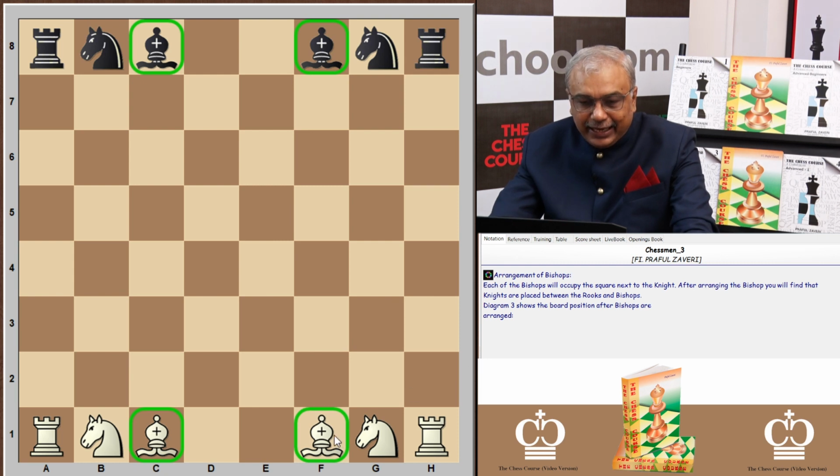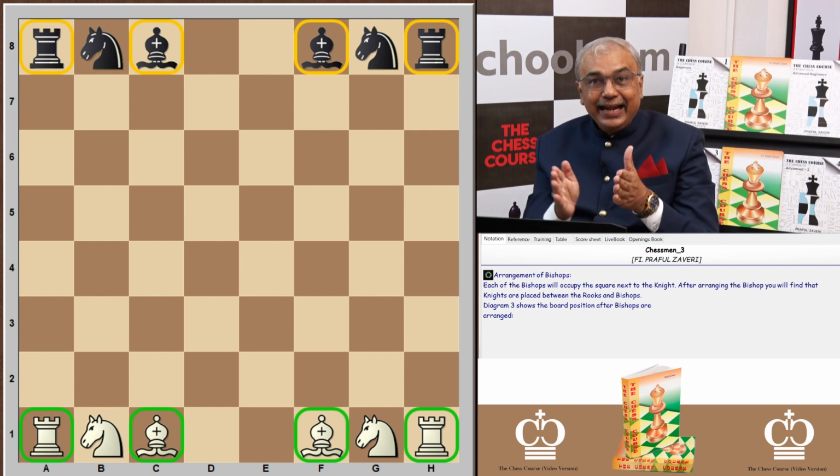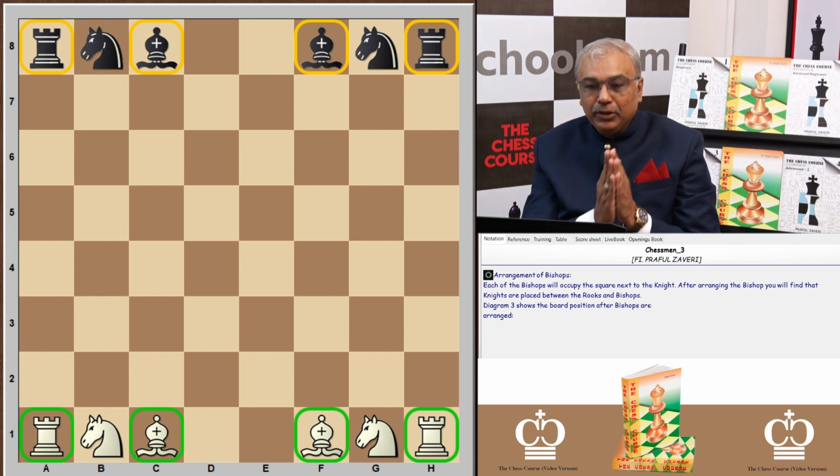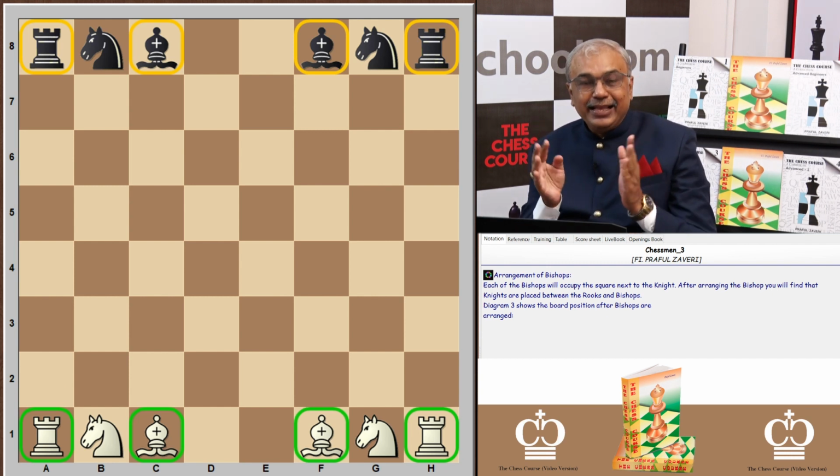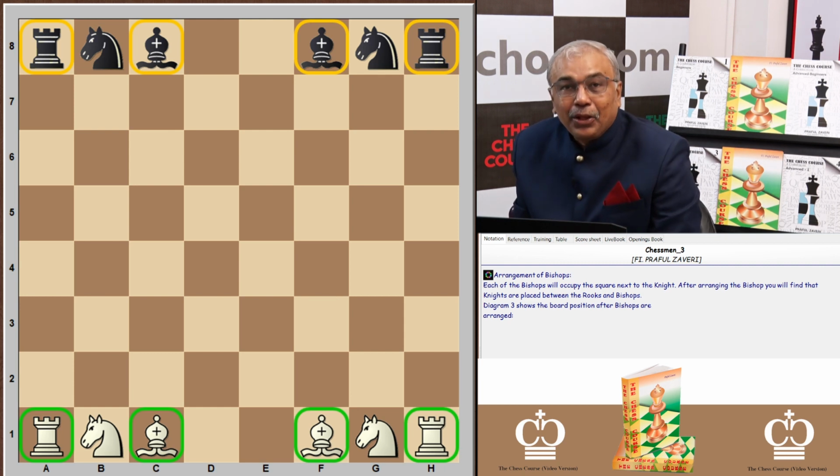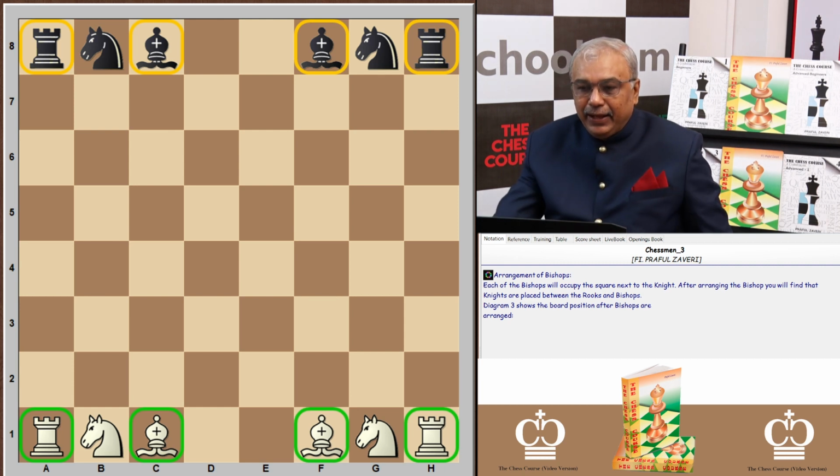Let us have a look at this again. So after knights, we have 2 bishops, 2 for white and 2 for black. And what do we see? That between bishop and rooks in the corner, what do we have? That means knights are always there between rooks and bishops. So if you can keep this arrangement in mind, you will never make a mistake.